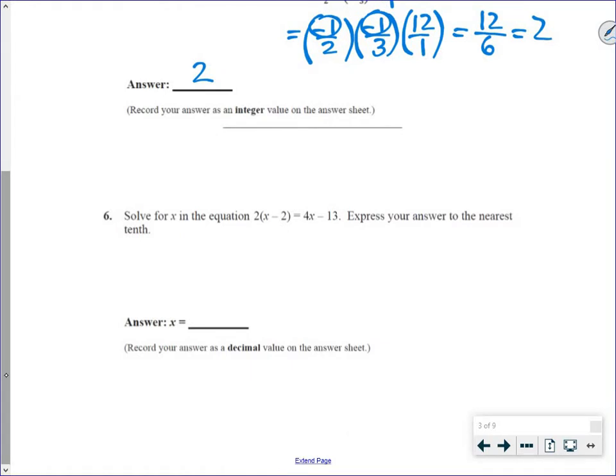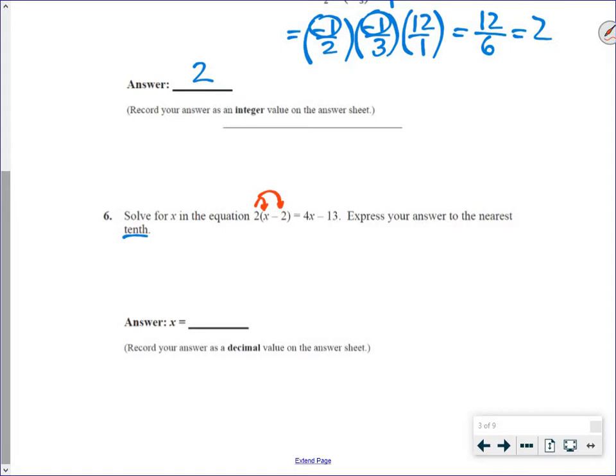Okay, solve for x in this equation. Express your answer to the nearest tenth. So that's what I was mentioning earlier. Tenth is 1 decimal place. You're not going to be asked to define what a tenth is, but you're going to be expected to know what that means, right? If you ask whoever's invigilating the exam, whoever's supervising, what does a tenth mean? They're going to say, sorry, I can't help you. That should be something you should know.